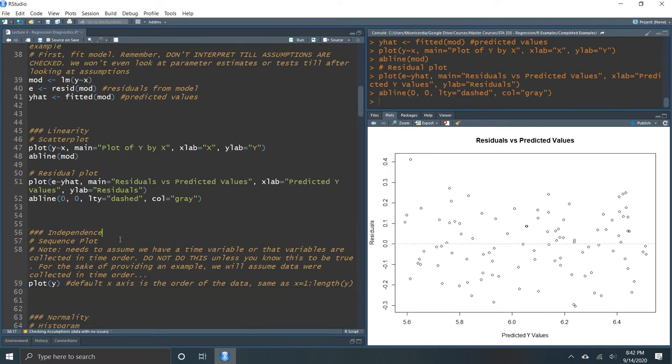Now for independence, again, independence comes from the methodology. So as I know that this data was randomly generated because I just randomly generated it, I know that this data were independent.